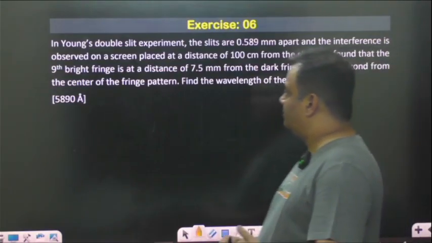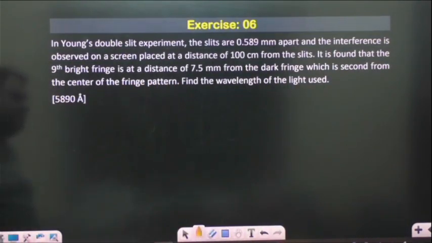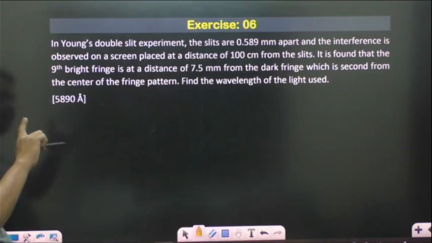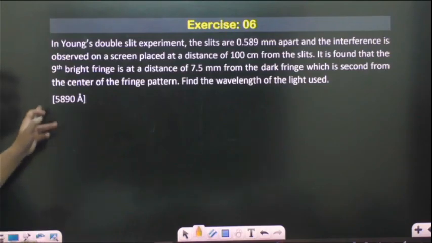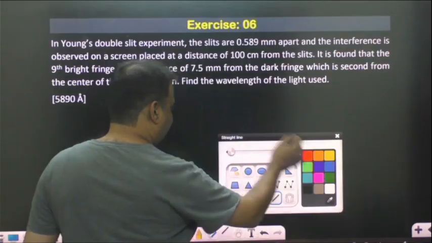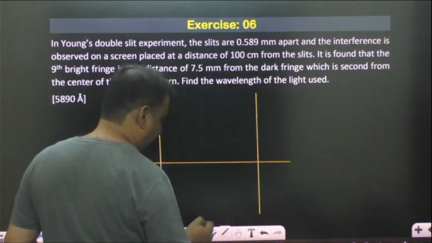Now see the next problem. In Young's double slit experiment, the slits are this millimeter apart, and the interference is observed on a screen placed at a distance of 100 centimeter from the slits. It is found that the ninth bright fringe is at a distance of 7.5 millimeter from the dark fringe, which is second from the center of the fringe pattern. Now understand the problem. Let me make a freehand schematic figure.